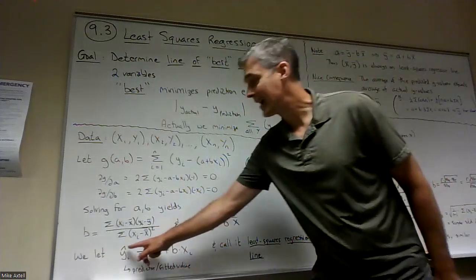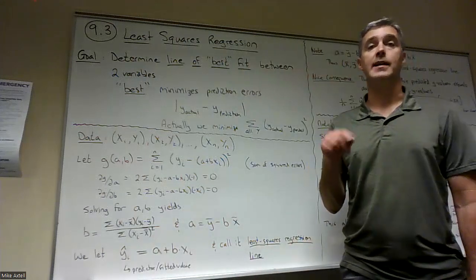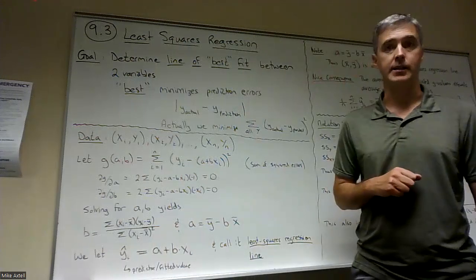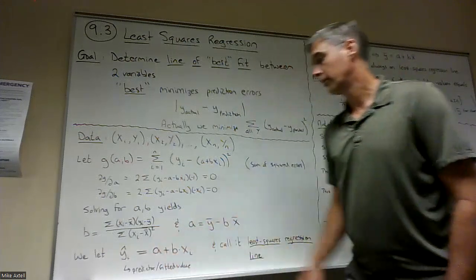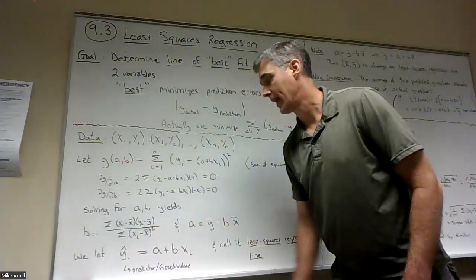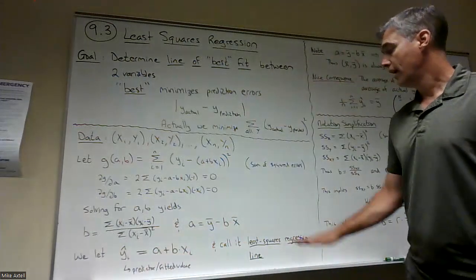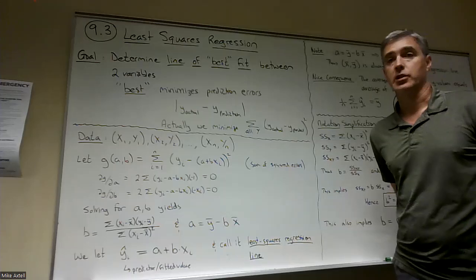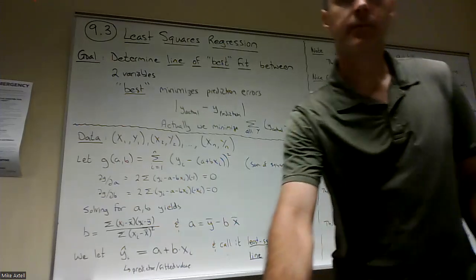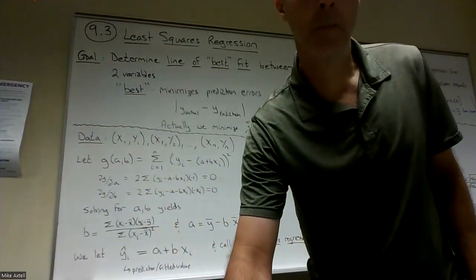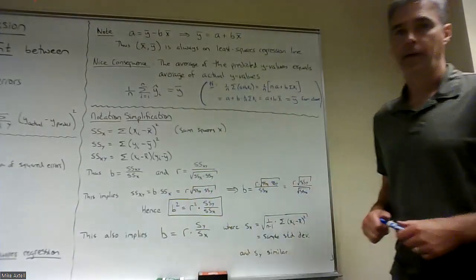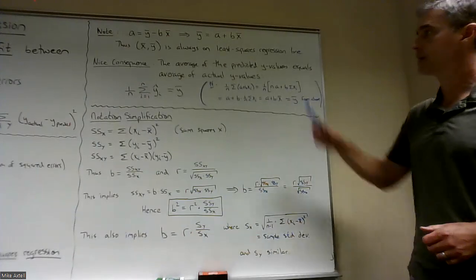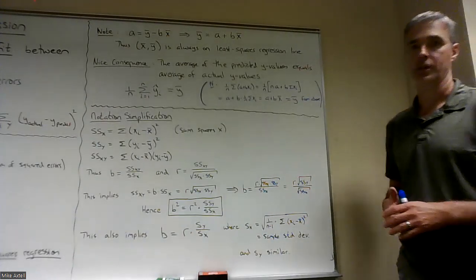We put a hat over the yi to say that's our predicted y value given the input xi. So there's my linear regression model. yi hat is my predictor, or my fitted value, and we call this the least squares regression line, or least squares regression line of best fit. Okay, so why don't you pause, copy this stuff down, and then press play.